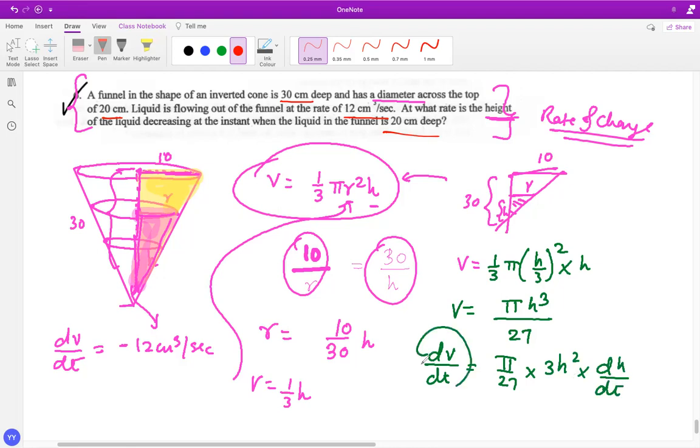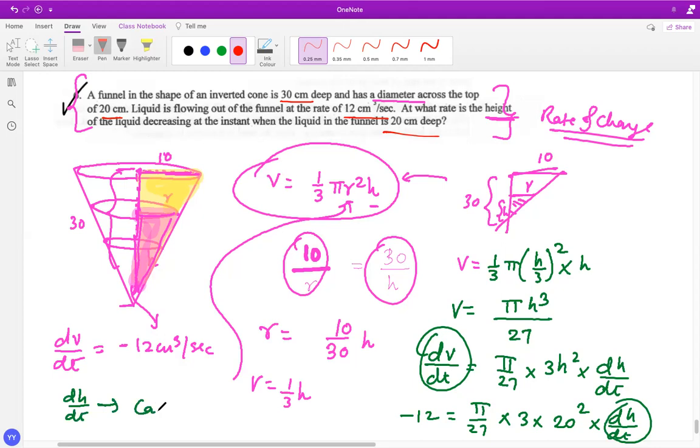So now since dv by dt has been given as negative 12, this is pi over 27 times 3 times the height, which has been given as 20, squared, times dh by dt. And then you can find out the value of dh by dt straight away. So dh by dt can be found out straight away. So this is how you do this particular related rate problem.